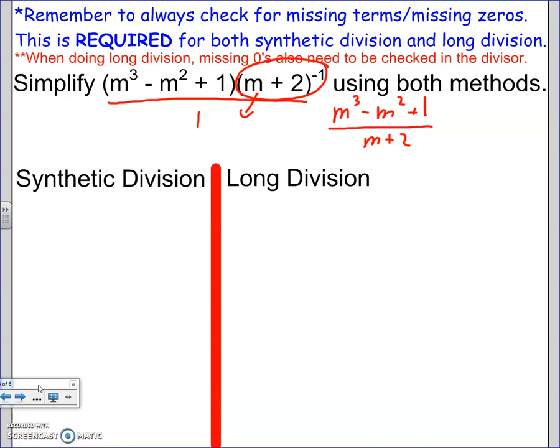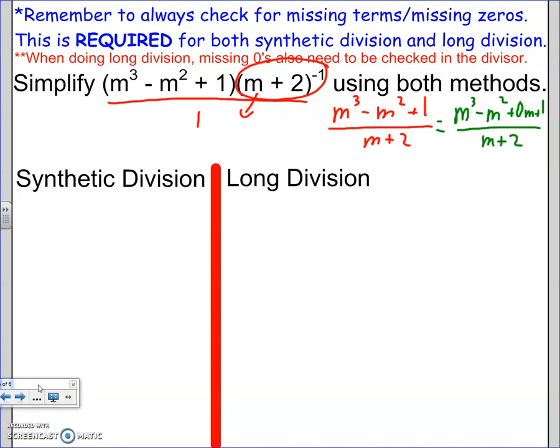Alright, so first I'm going to check the first term for any missing zeros. I see the degree is 3, because it's m to the third power. I add 1, so there should be 4 terms. There should be m cubed, m squared, m to the first, and no m. I notice that m to the first power is missing, so I have to put a 0 there. So really this is m cubed minus m squared plus 0m plus 1 divided by m plus 2.